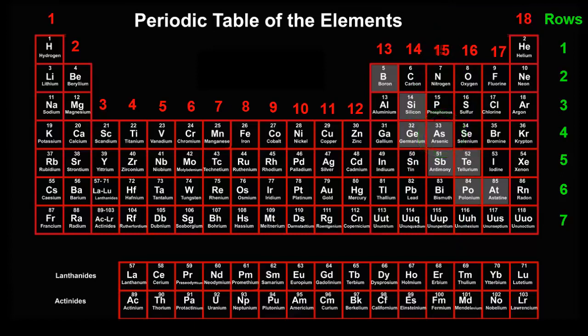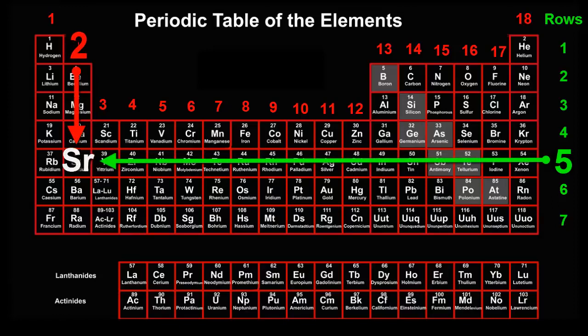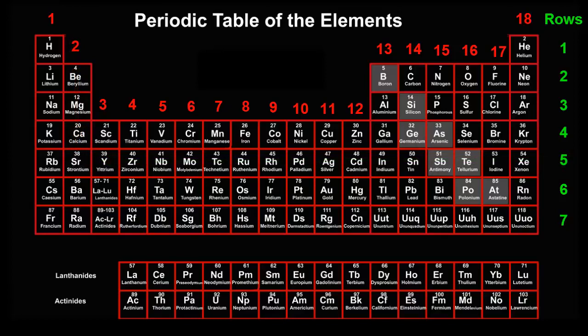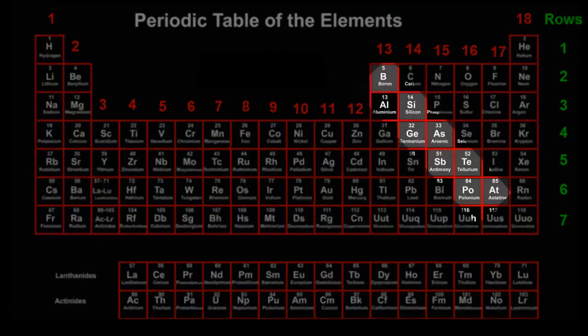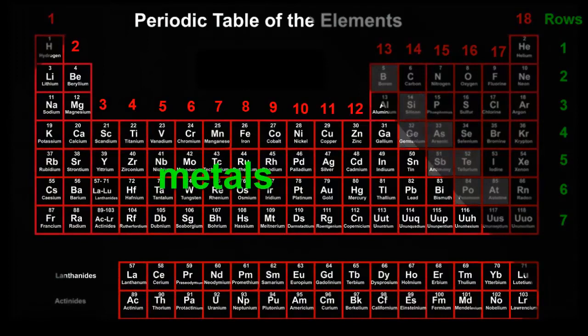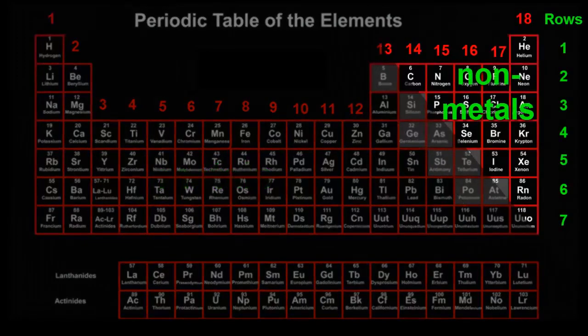Your choice. But what if you were asked which element is in row 5 and group 2? There can only be one answer: strontium. Each element has its own unique combination of row and group. Can you see the grey diagonal band that splits the periodic table into two parts? This divides the elements into metals on the left and nonmetals on the right.